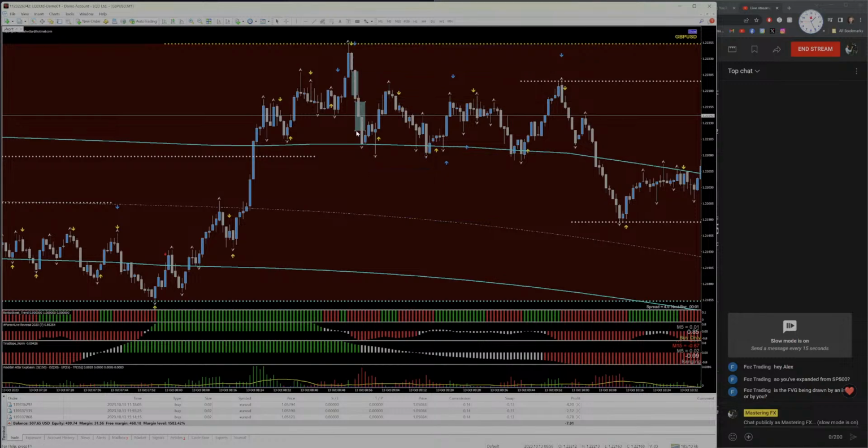So this is not valid because this is in a discount area. We want to sell from premium. Premium is up here. So this makes this the only fair value gap that I see here.